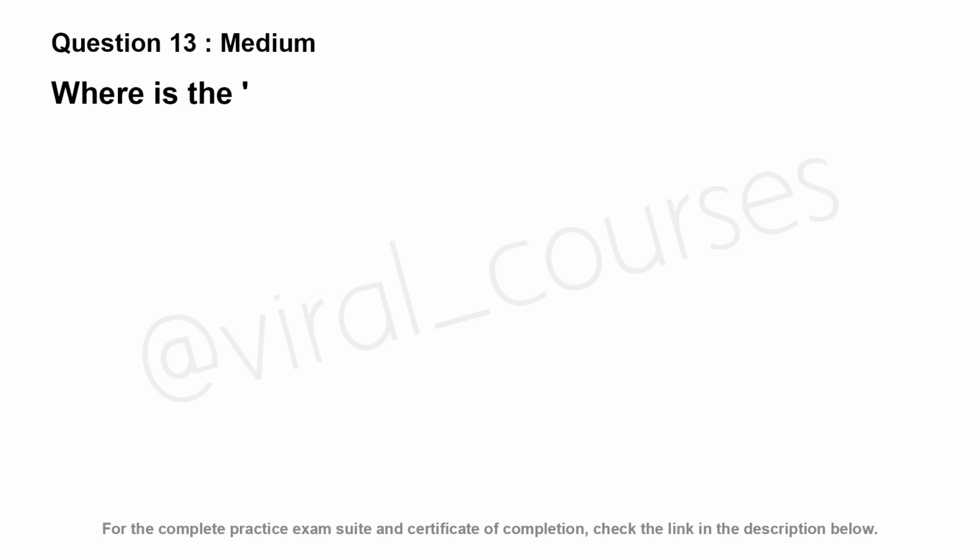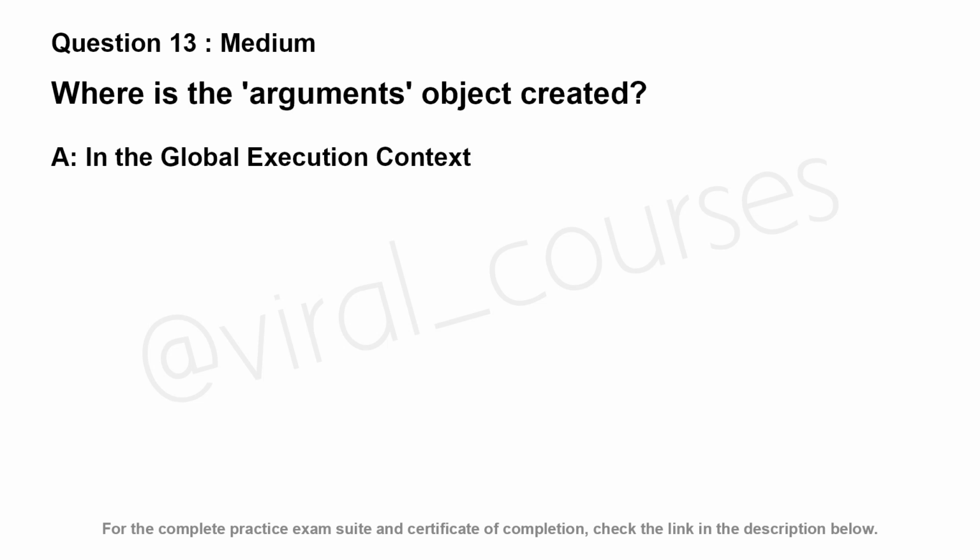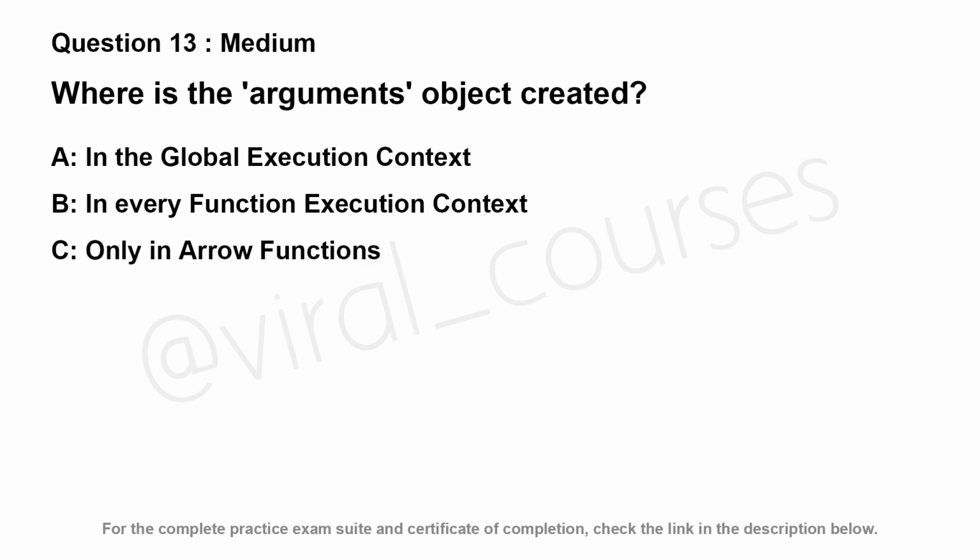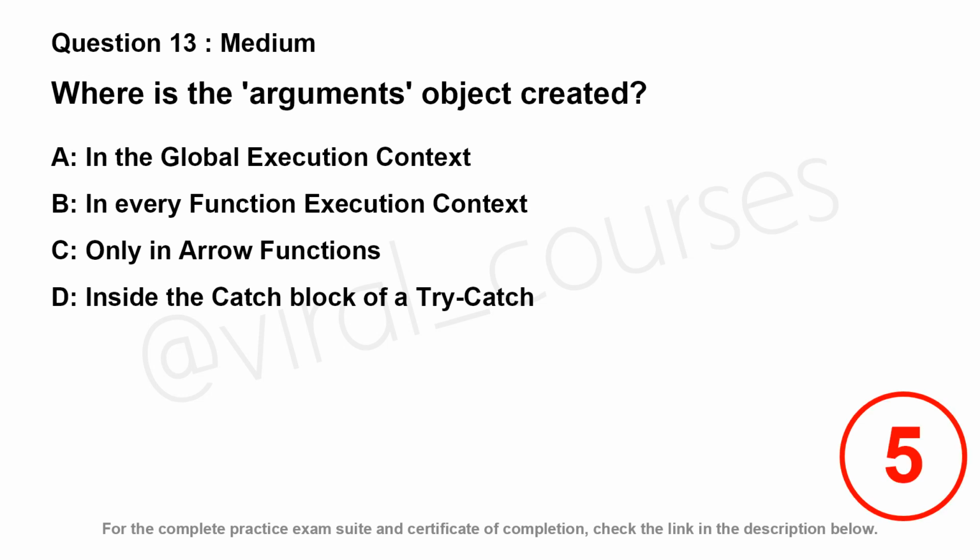Where is the arguments object created? Option A. In the global execution context. Option B. In every function execution context. Option C. Only in arrow functions. Option D. Inside the catch block of a try-catch.